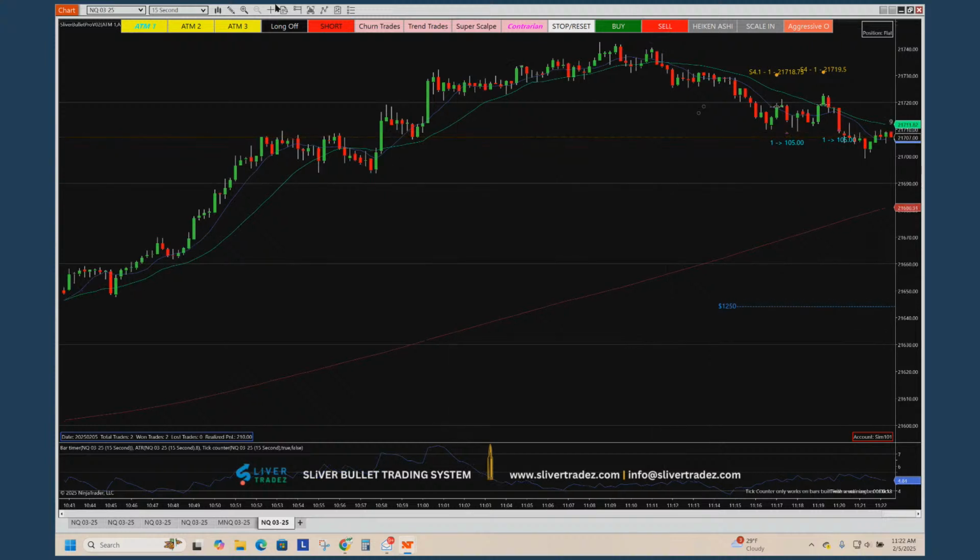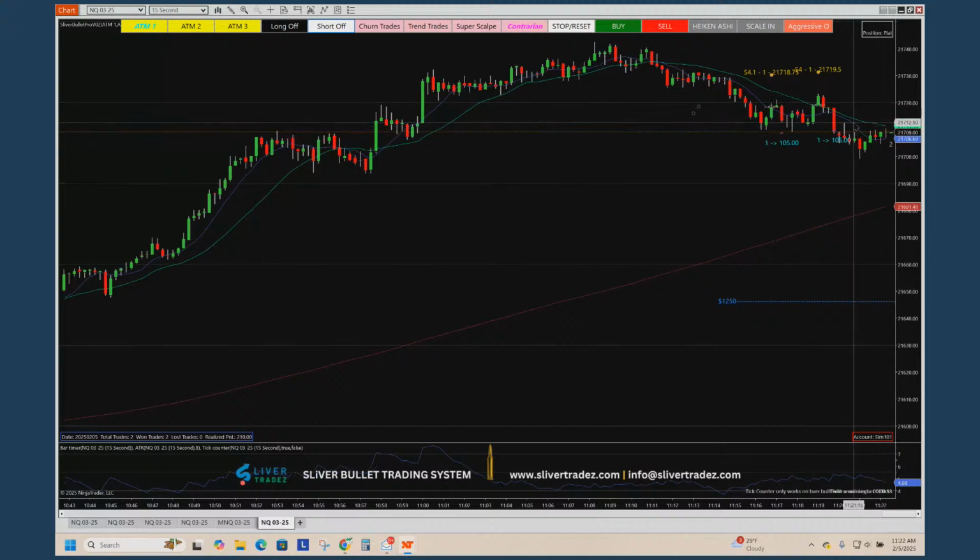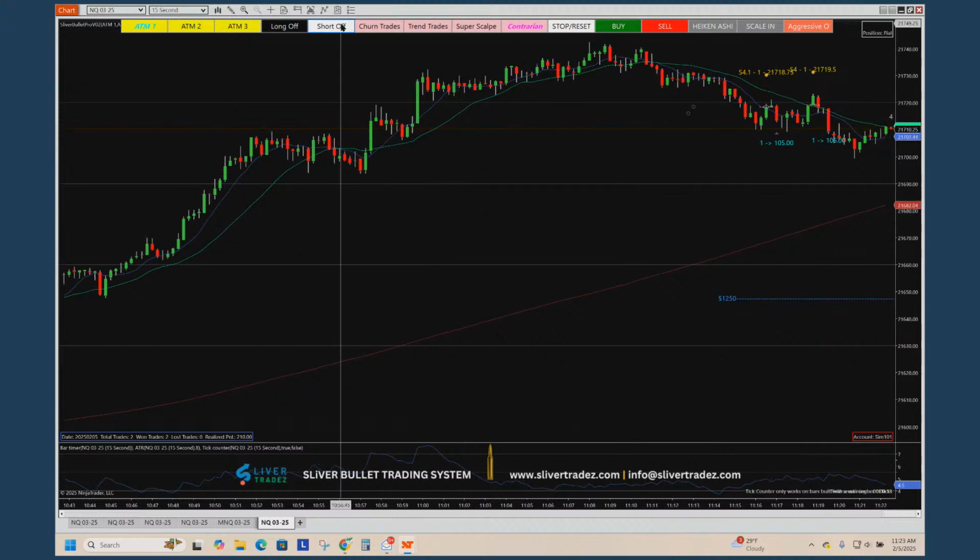I'll perhaps turn off short here because it's been uptrending market and I'm trading against the trend. So I could take one more trade, but I'm a bit skeptical. I want a greater pullback before I take another trade. So let's see if I get that kind of pullback.